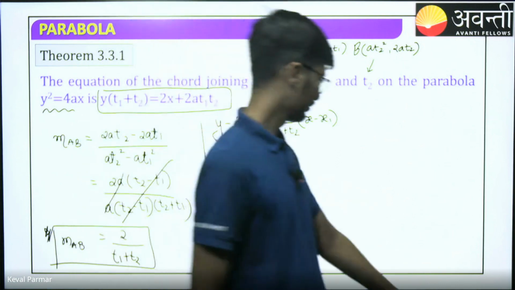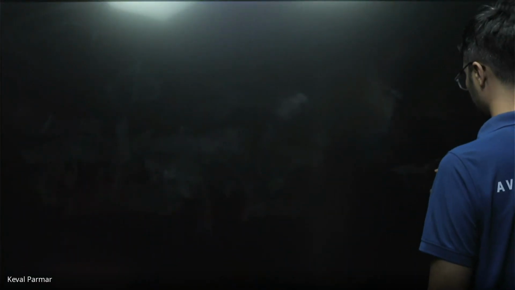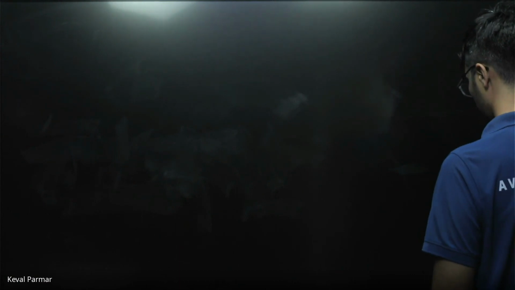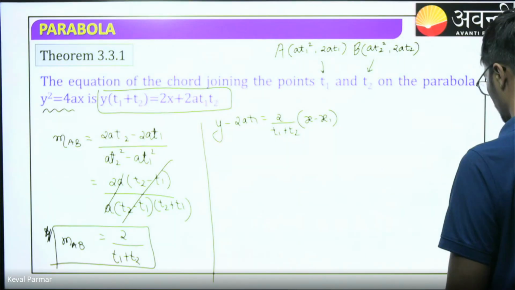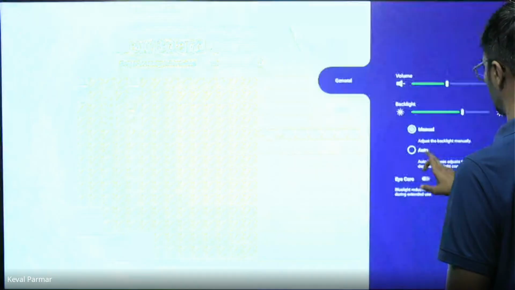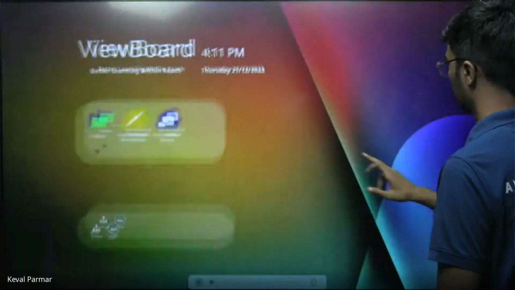Right? Just a second, guys. I'll reduce the brightness. I think the brightness is very much, right? Sorry. I think now you will be able to see more clearly.